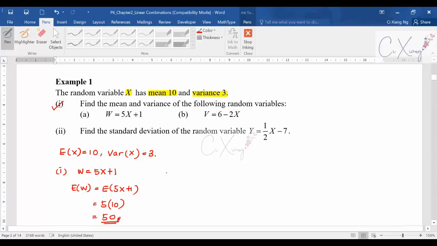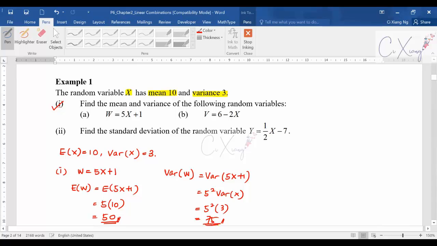Then how about if they want you to find the variance of W? To find the variance of W, it will be equal to Var(5X + 1). If you expand everything, you have 5 squared Var(X) plus Var(1). Var(1) is 0, I didn't write it out. Therefore, you have 5 squared times 3, and you have 75 as the variance.